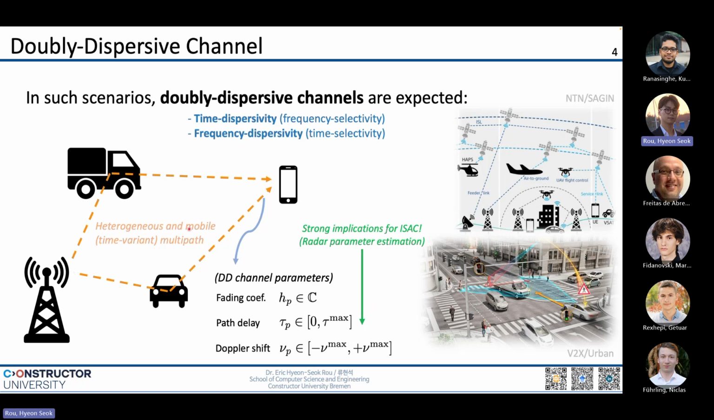And of course, you can see that each of these paths, because they encode the information of the path delay and Doppler shift, we can use this later for radar parameter estimation, which means that they can be used in ISAC. So the communication signal or the path has information about the radar parameters of the target.